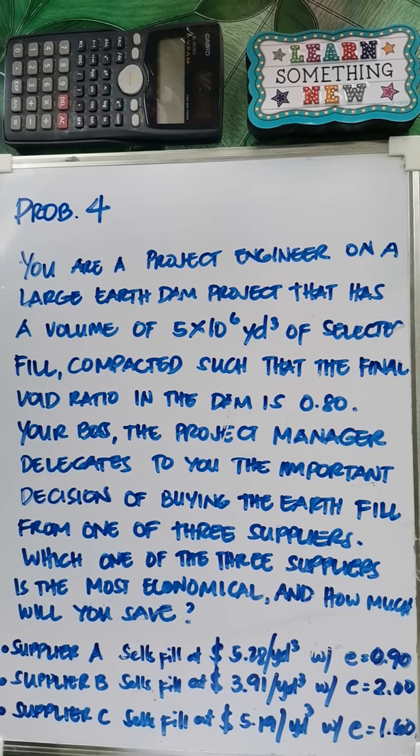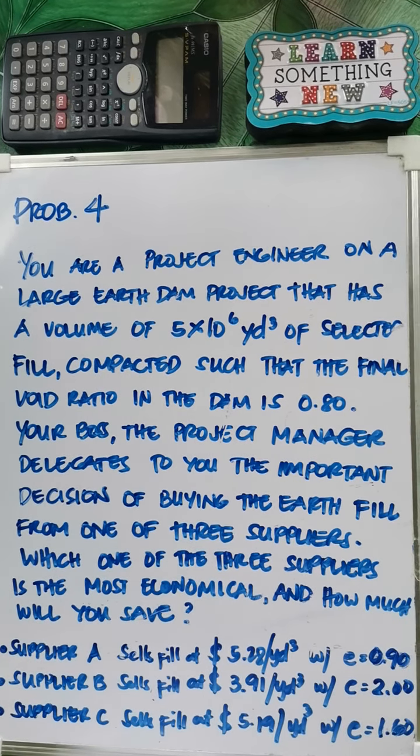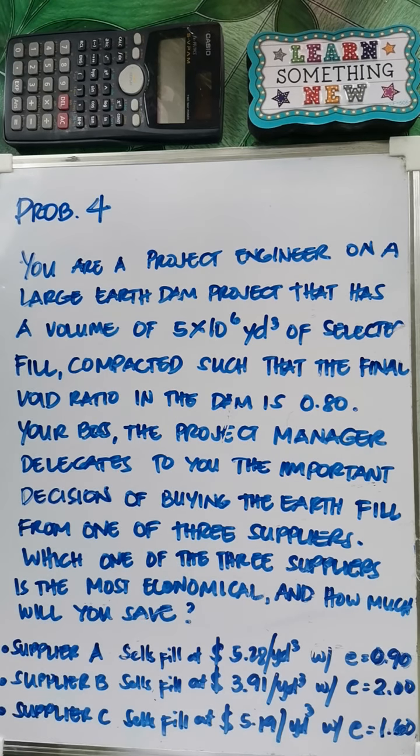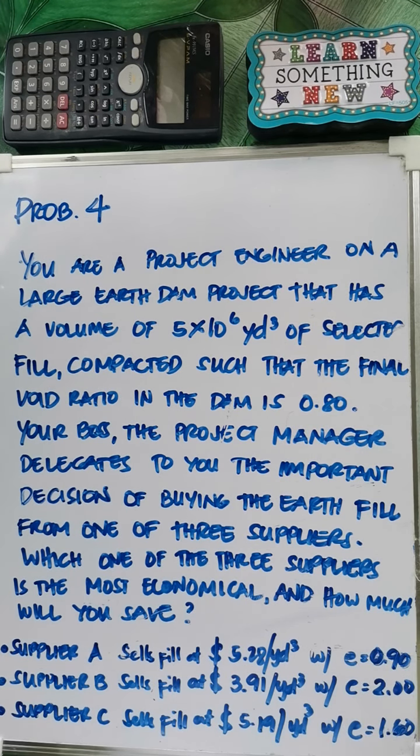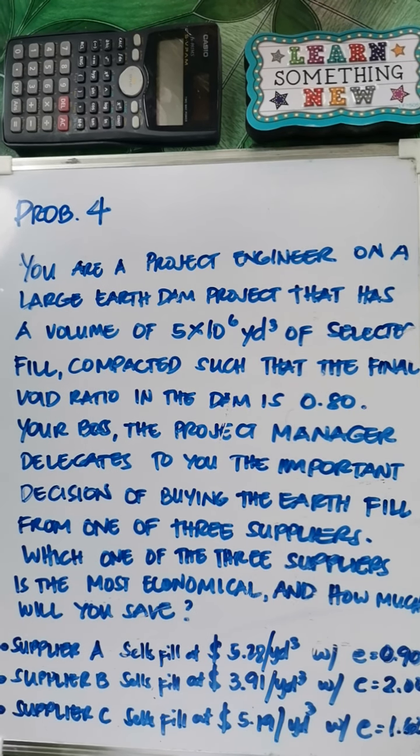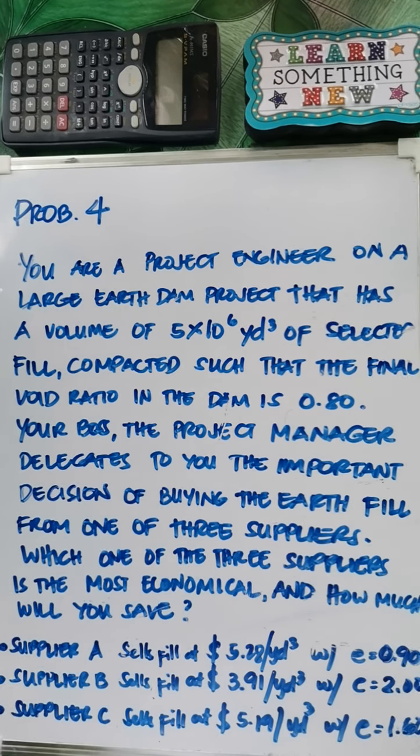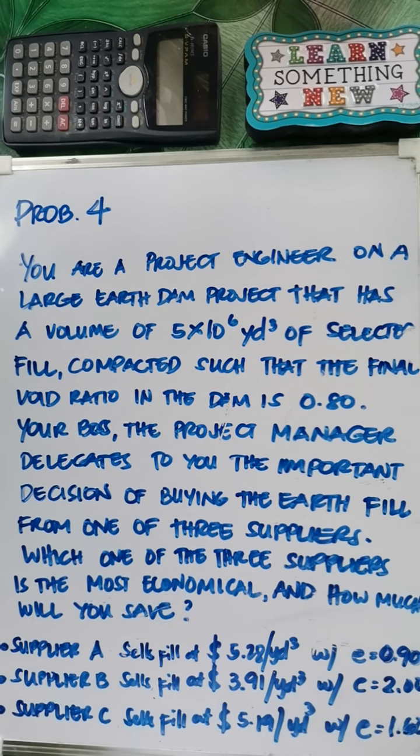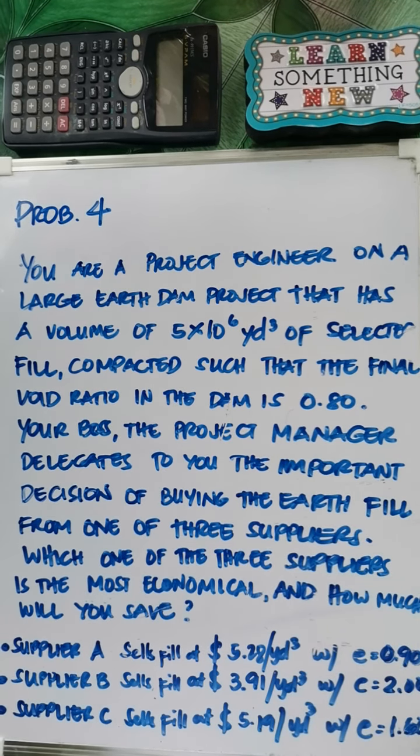Here's problem number 4 for phase relationships of the soil. Here's a situational problem. You are a project engineer on a large earth dam project that has a volume of 5 million cubic yards of selected fill, compacted such that the final void ratio in the dam is 0.80. Your boss, the project manager, delegates to you the important decision of buying the earth fill from one of three suppliers. Which one of the three suppliers is the most economical and how much will you save?